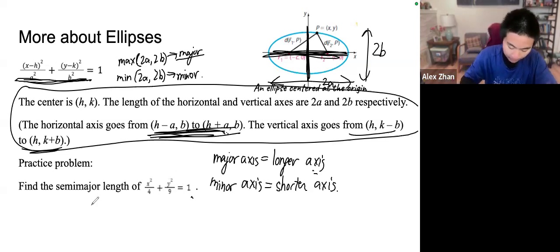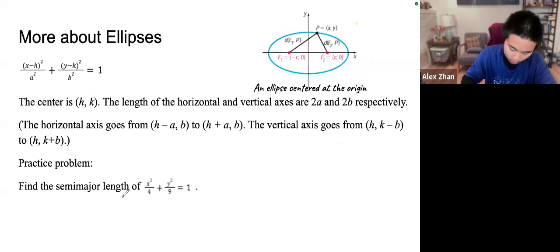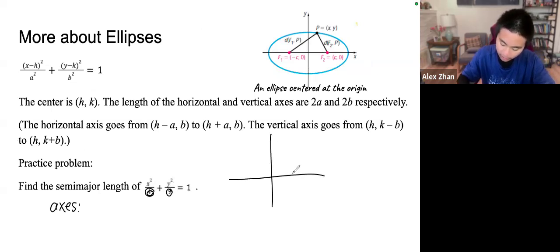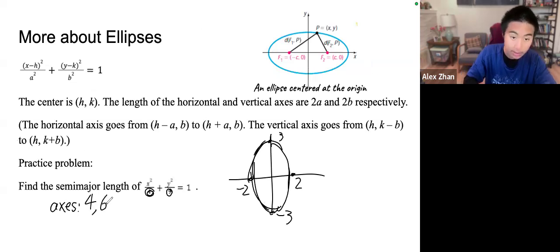So what is the major axis length? Wait, actually, let's first talk about it. Let's first clear it all. So what are the two axes? Because it's x squared over 4, y squared over 9, what does this look like? It ranges from -2 to 2 and -3 to 3, and it looks like this. So your two axes actually have lengths 4 and 6.